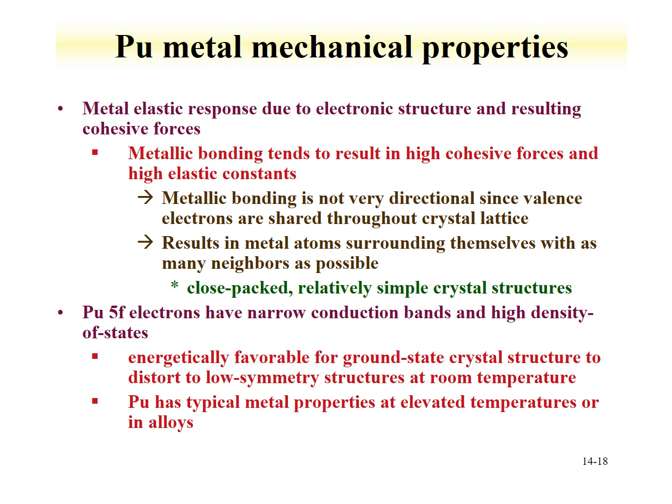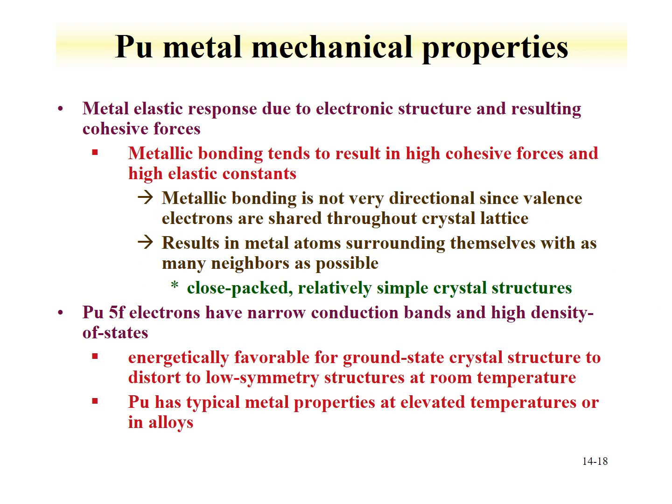So plutonium metal has some elastic response. This is again due to electron structure and resulting cohesive forces. Metallic bonds, when they interact, tend to have high cohesive forces that give high elastic constants. Now, metallic bonding is not very directional, right? Since the electrons that these metal ions are sharing should be shared throughout the lattice. So this results in metal atoms that surround themselves with as many neighbors as possible, so they're close packed and relatively simple structures.